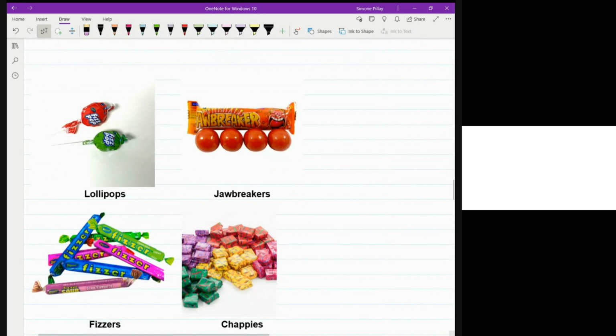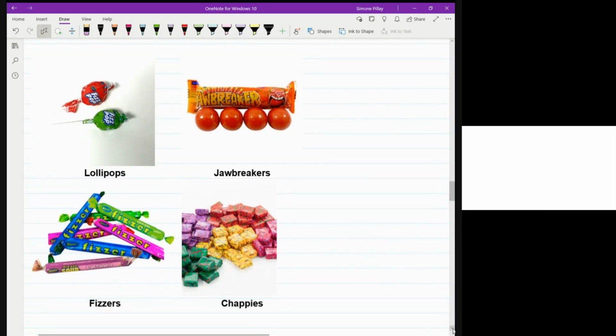We are keeping one. Sorry, I'm trying to move this down. Lollipops, Jawbreakers, Fizzes, Chappies. Which one are you keeping? Ma'am, I might have to keep the lollipops. I was thinking the same. Jawbreakers take too long to eat. Fizzes, you get bored of them, and then chappies, it eventually becomes too hard to chew.